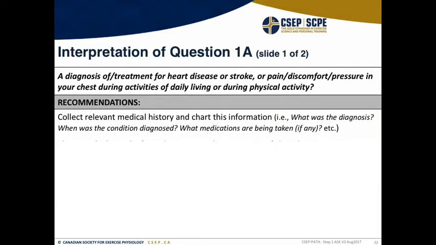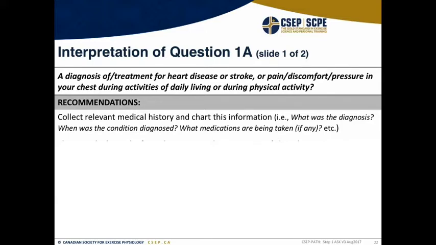So I'm now going to start talking about what to do if your client answers yes to any of the questions on page 1 of the Get Active questionnaire. And this may be even after they have read the reference document, they are coming to you for further advice. So question 1A pertains to a diagnosis or treatment for heart disease or stroke, or the experience of angina-like symptoms during activities of daily living. So the first thing you want to do is find out why the client answered yes to this question. You want to collect all the relevant medical history and absolutely chart it in your SOAP notes.